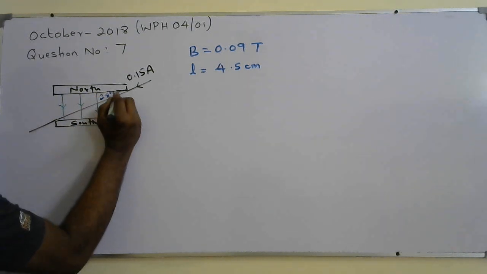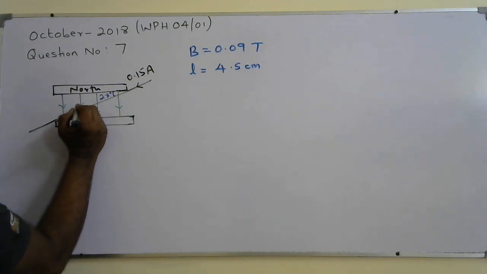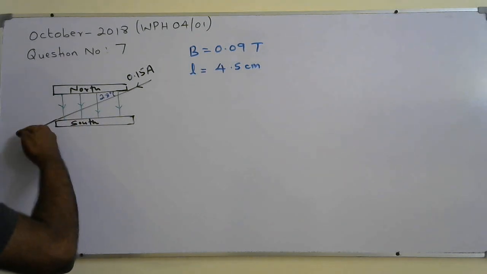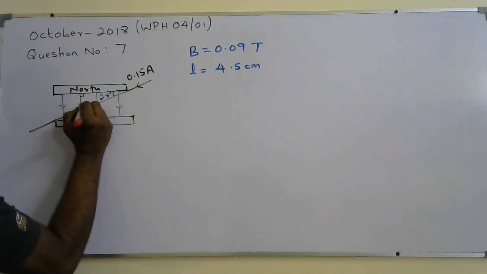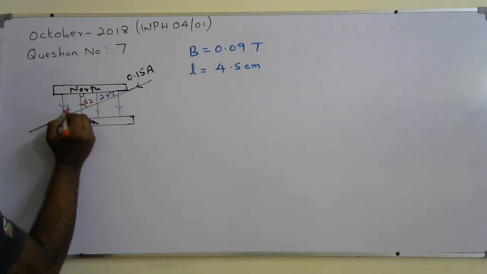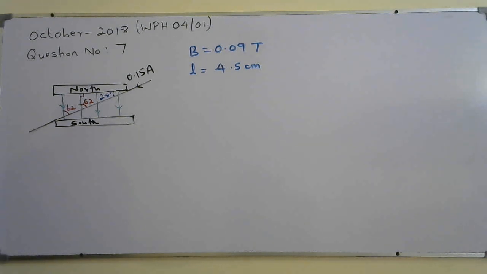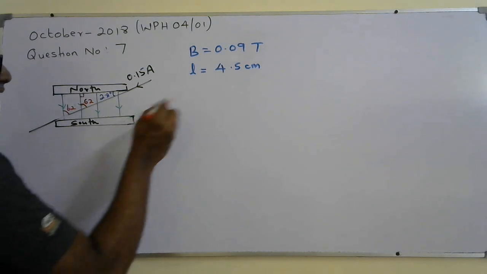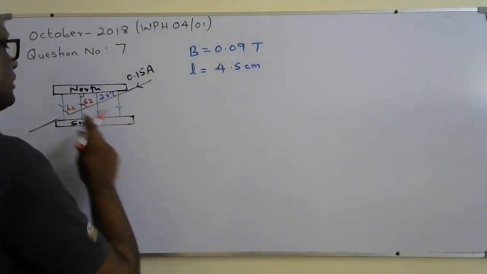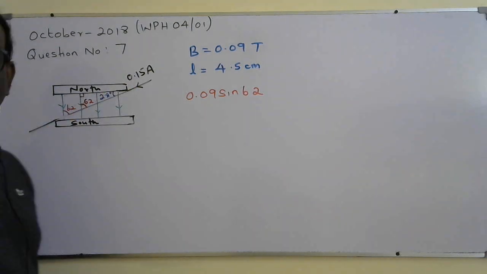So the field line is not perpendicular to the direction of current flow. The question is, we need to find an expression for the force acting on the wire. We know the angle between the direction of field line and the direction of current flow. Current is flowing along this line. This is perpendicular, so this is 90 degrees. This angle is 62 degrees. Consider this right angle triangle: this is 28, this is 90, so this should be 62 degrees. So the component of the magnetic field perpendicular to the length of the wire is B sine 62. B is given as 0.09. So the component perpendicular to the direction of current flow is 0.09 sine 62.